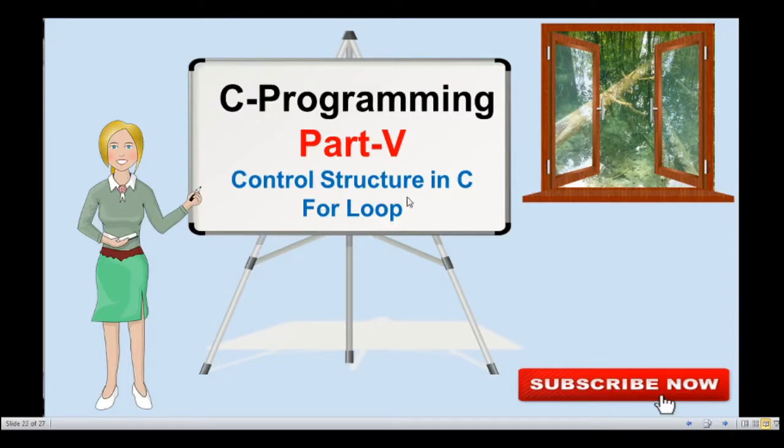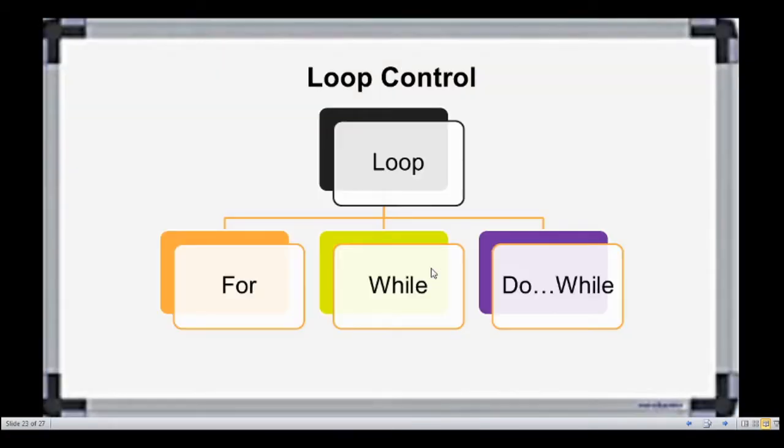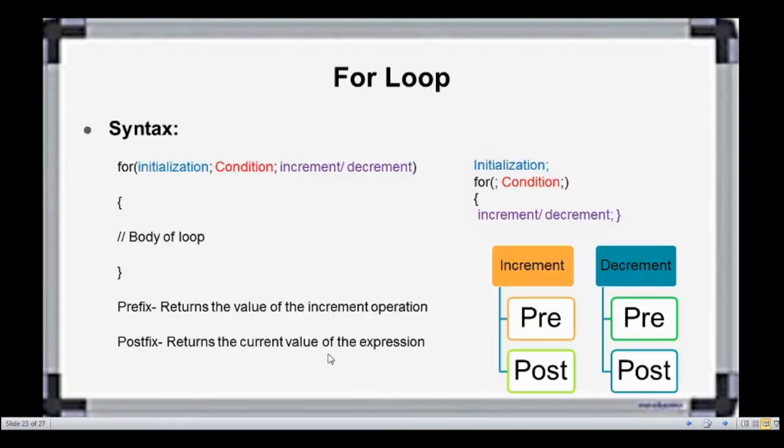Control structures in C. In this, we will first learn the for loop. In loop control, there are actually three types: for loop, while loop, and do while loop. We will learn the for loop first. Why are we using the loop? To execute a specific part of a program a number of times, we use the loop.